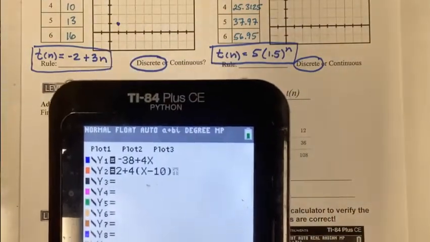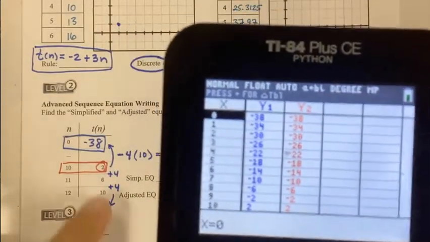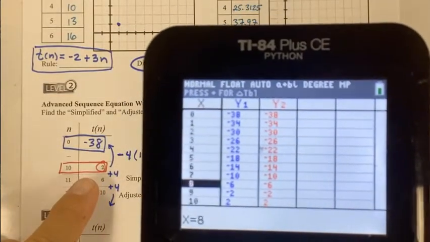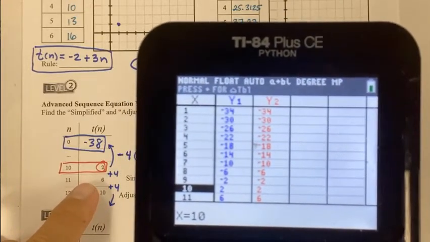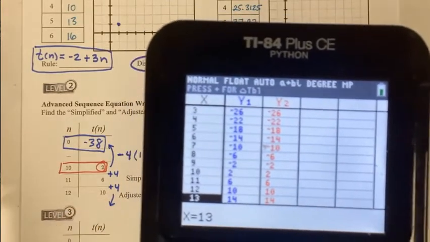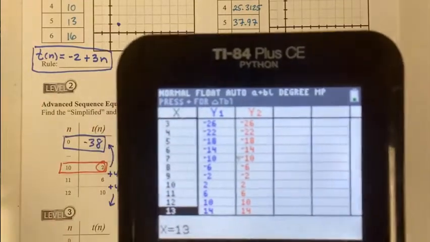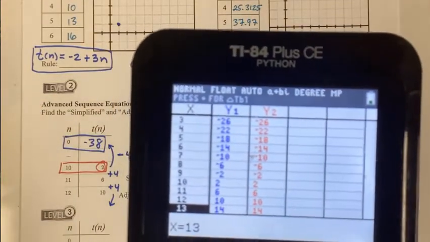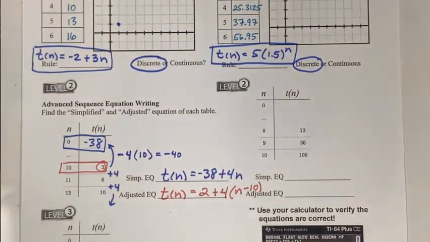table. So if I press second graph, now look at the table. It goes negative 38, as I expected. And if I scroll down, the 10th term, as you can see, also is 2. Hopefully you see that as well. And then I also got the 6, the 10, and so on. So this table is verified, as both the simplified version and the adjusted version. They both create the exact same sequence. So use your calculator in the future on a test to make sure before you hit submit on the question that you know it's making the right table that you're supposed to be creating.